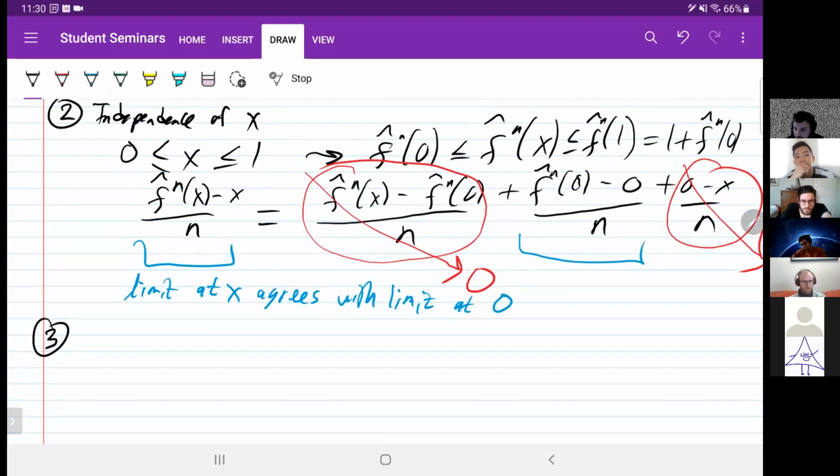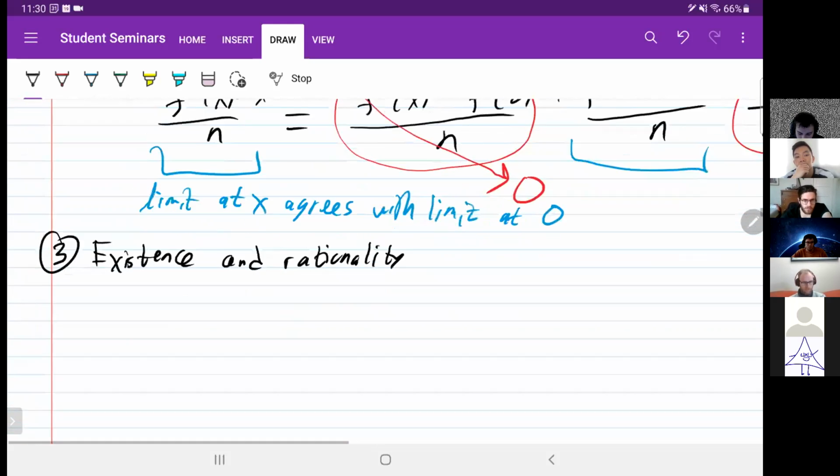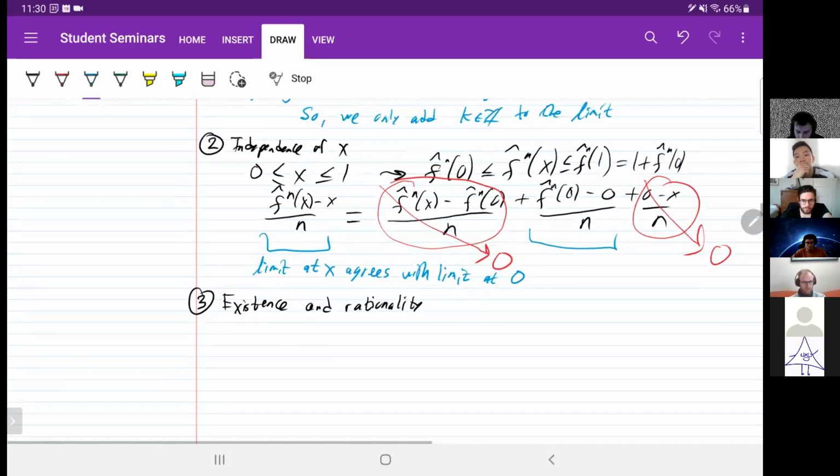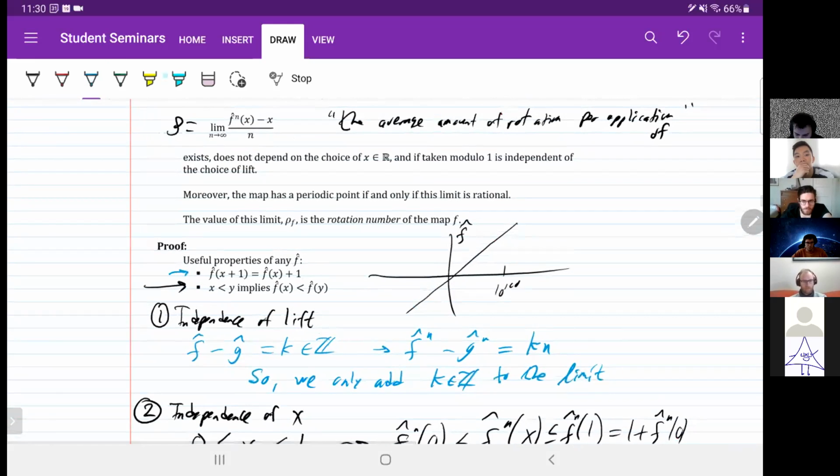Okay, and so for the last bit, I've argued all these independence properties, but I haven't actually told you the limit exists, which is mea culpa. So let's talk about existence and rationality, and I'll try to prove them both at once. So let me scroll up for a second. If you're not a dynamicist, I haven't told you what a periodic point is.